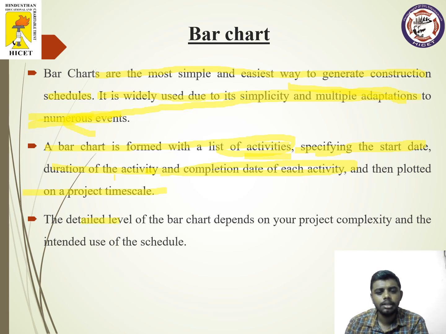Next point, the detail level of a bar chart depends on your project complexity and the intended use of your schedule. If your project is a very complex one, if you have a larger number of activities, then at those times this bar chart becomes slightly more disturbed. You cannot clearly interpret what activity is going on, what the duration of a particular activity is, or what activity is going on today, whether it is being completed. When you have numerous complex activities, it becomes very tough to follow these bar charts.